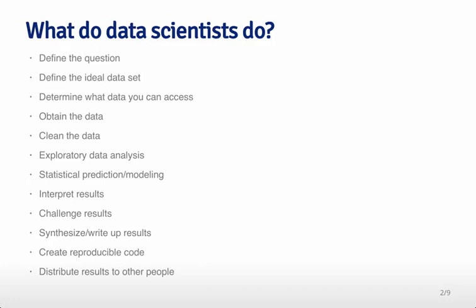So we're going to start with defining a question of interest, and then identifying the ideal data set to try to answer that question, determining if that data is even accessible. A lot of the times, the ideal data set isn't even available. Then ways that you can go out and actually obtain the data, whether it's from a database or from a website, cleaning the data up so that it can be processed and analyzed, performing some sort of exploratory analysis, including making plots and clustering so that you can identify patterns that you didn't know about beforehand in the data set, performing statistical prediction or modeling to try to build sort of an intuition about what's going to happen in the next sample you might take, interpreting your results and challenging them, then synthesizing them and writing them up in reproducible ways that can be shared with other people.